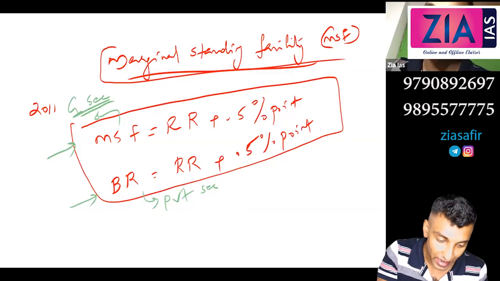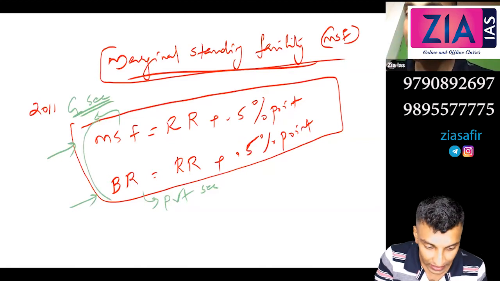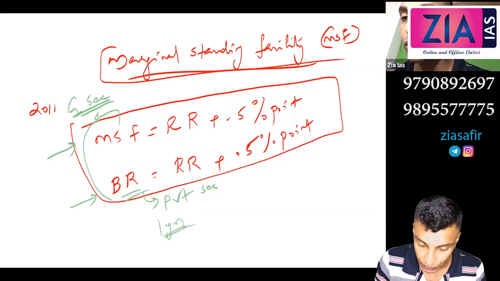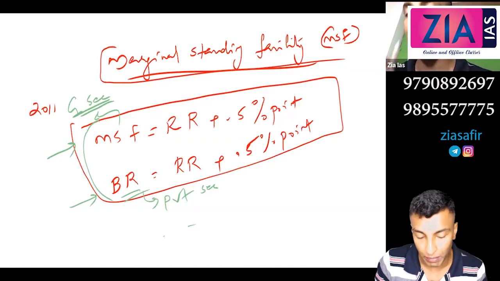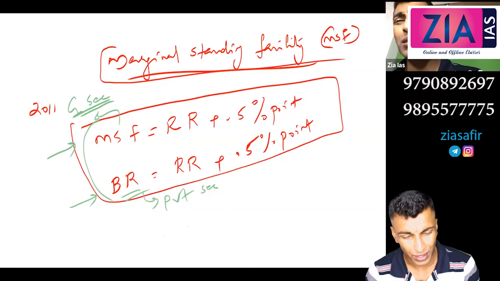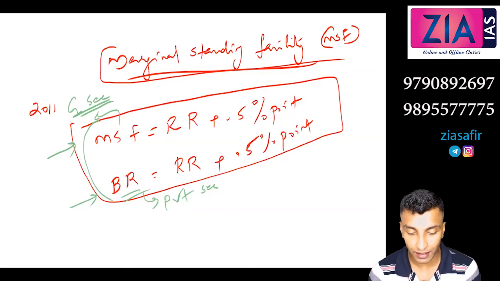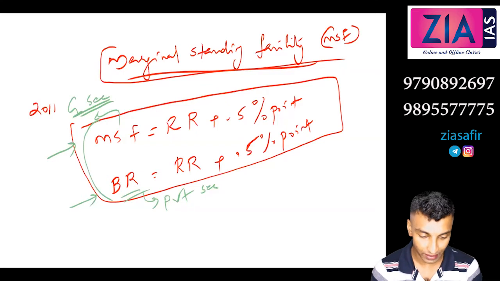And the same is the case with bank rate. The main difference is that this is slightly longer term. I have told you 1 year, but can you say 1 year is long term? Compared to repo for 2 weeks, and compared to MSF also, it is long term. But you can't simply say it is long term. It is always based on comparison.